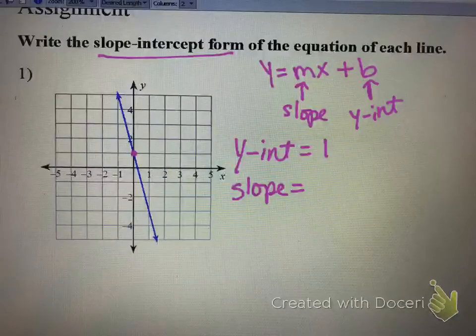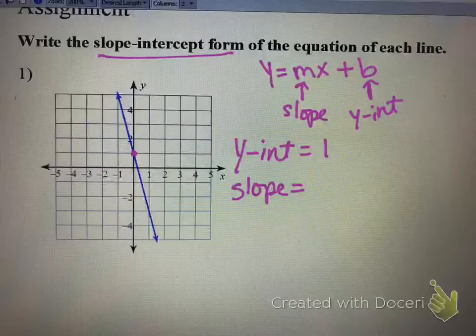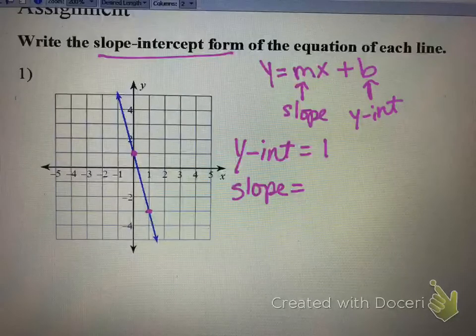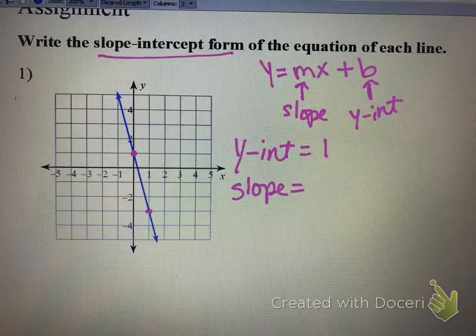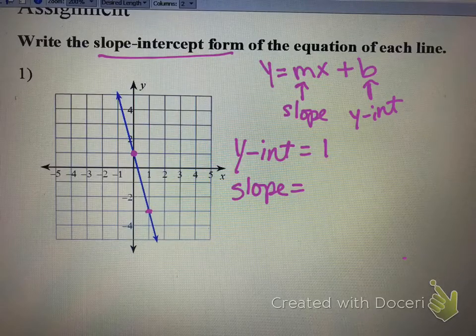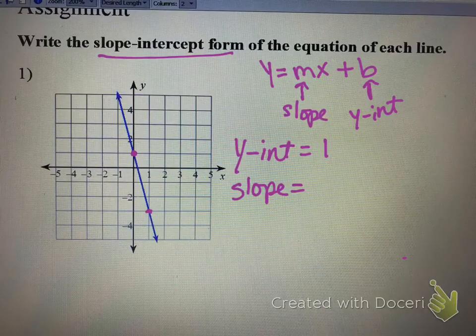Next thing I find is my slope. So we want to pick 2 points. I can use my y-intercept right there. I'm going to pick a second point. Make sure your point is right on one of those corners, and then all we have to do is count the rise and the run. So in this case, I'm moving down a couple spaces.